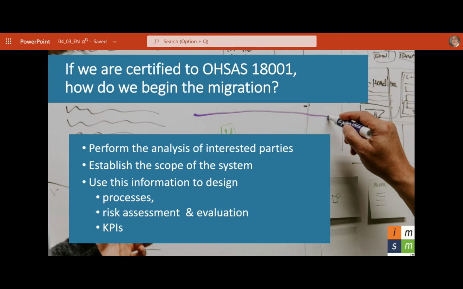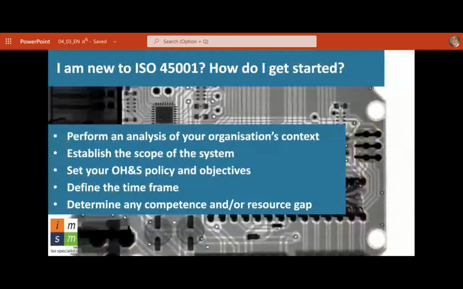We are now coming to the next slide, which is what happens if we are new to ISO 45001. So when we're new to 45001, how do you get started? You get started by performing an analysis of your organization's context. Then establish the scope of the system and set up an occupational health and safety policy and objectives. And we're going to define the time frame, and determine any competence and or resource gaps.